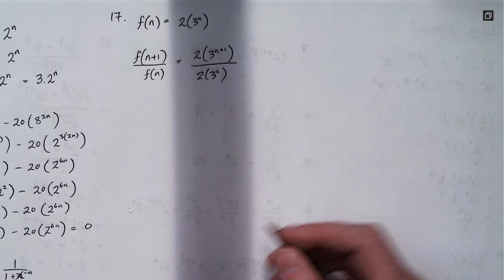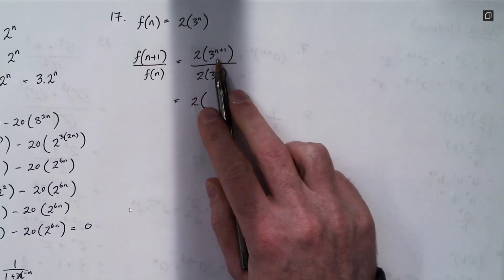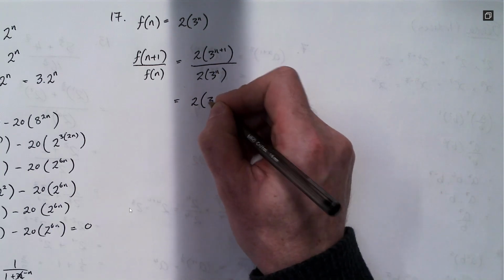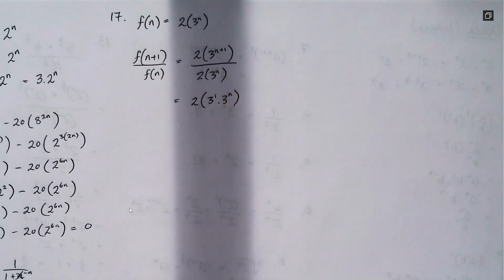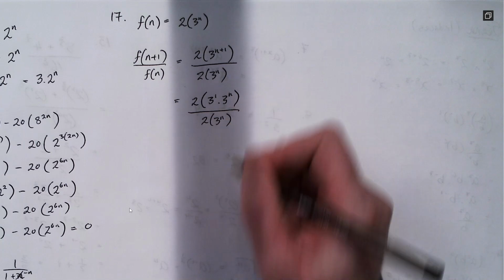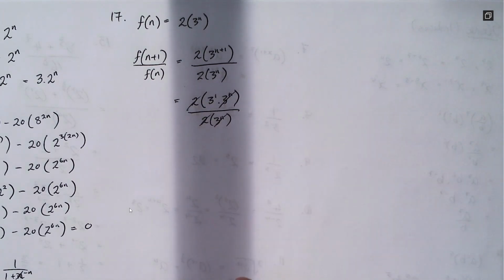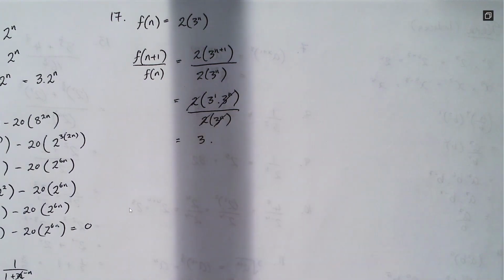So we test going to the formula, which we can split as shown. So 3 to the power of n plus 1 is 3 times 3 to the power of n. So 3 times 3 to the power of n is 3 to the power of n plus 1. Then 3 times 3 to the power of n, and therefore the constant is 3. So the answer is 3. Okay.